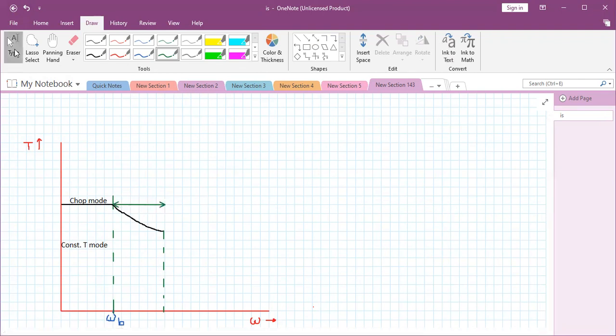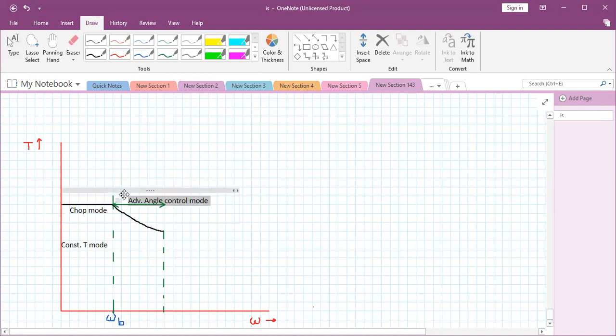This particular mode is known as advanced angle control mode. So this is our choke mode up to this, or it is called constant torque mode, and this particular one is called advanced control mode, or theta naught control. Also it is known as constant power mode.